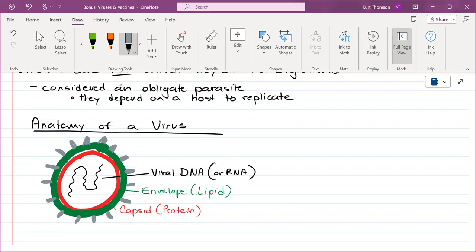Now, I want to make you guys very aware of something. Viruses are not alive. Therefore, they do not have a consciousness. They don't look to do things. They're just kind of floating around as bad genetics.